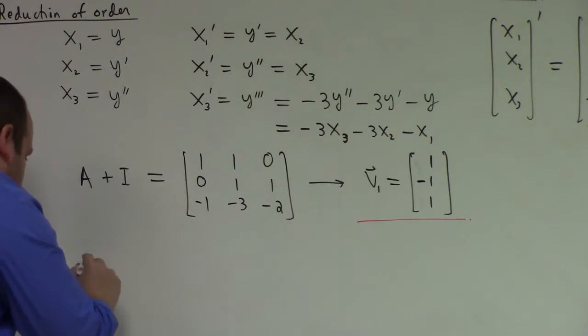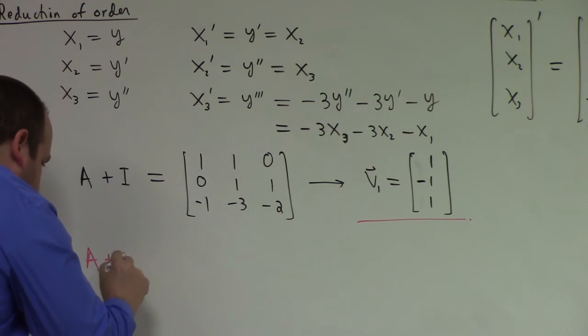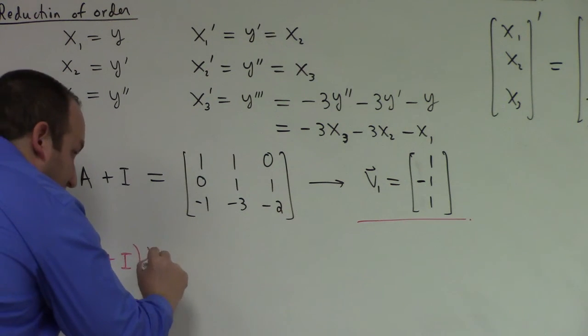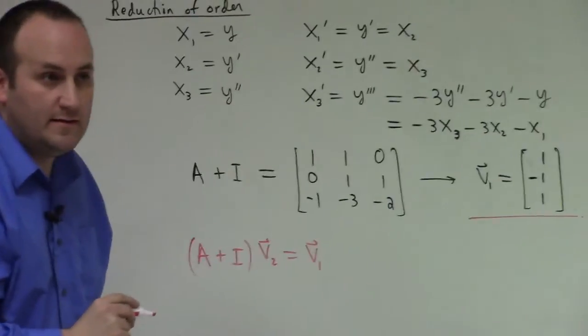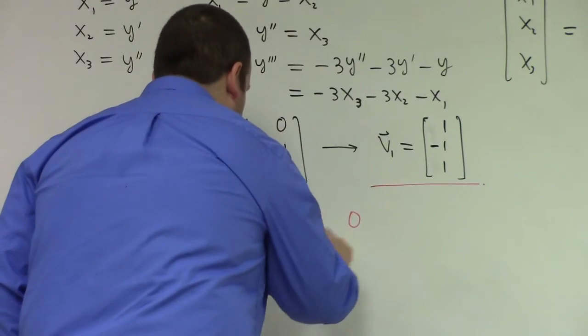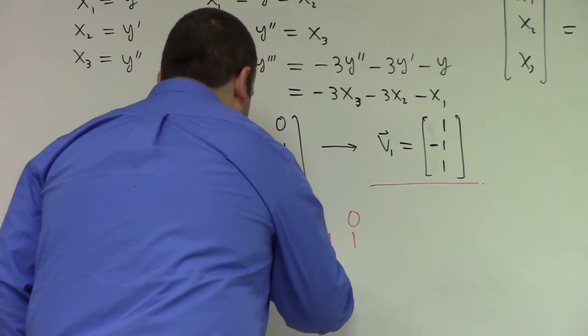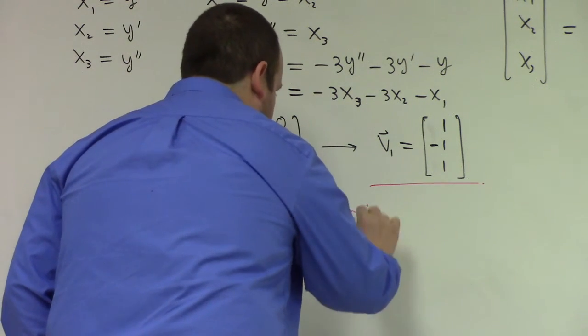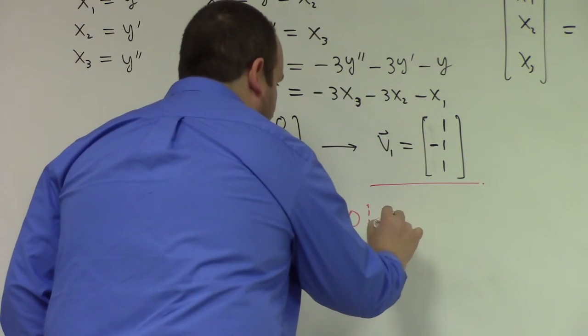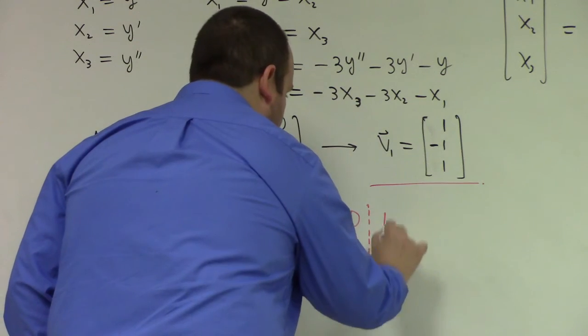So then what you want to do is solve A plus I on v2 equals v1. That's the next game you play. So the question is, I want to look at 1, 1, 0, 0, 1, 1, minus 1, minus 3, minus 2, and I'm trying to get it equal to 1, minus 1, 1.